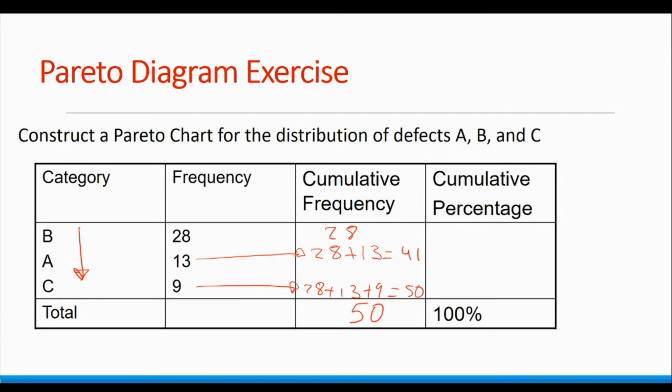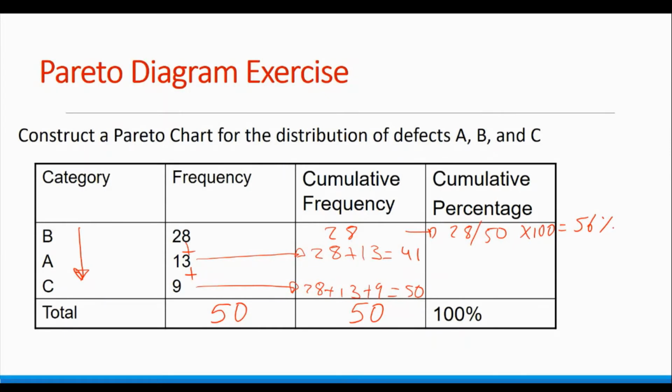Okay, cumulative frequency should be the same number as your total frequency. 28 plus 13 plus 9 is 50. You have a total of 50 complaints. That 28 are coming from B, 13 are coming from A, and 9 are coming from C. Now, to calculate the cumulative percentage, okay, for the first one, we have 28 times that category B has happened, divided by the total number of complaints, which is 50, times 100 is equal to 56%. So defect B has happened 56% of the time.